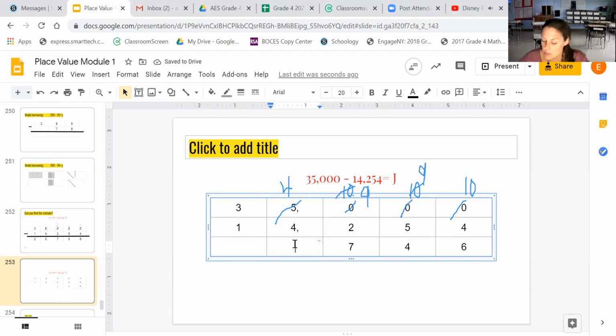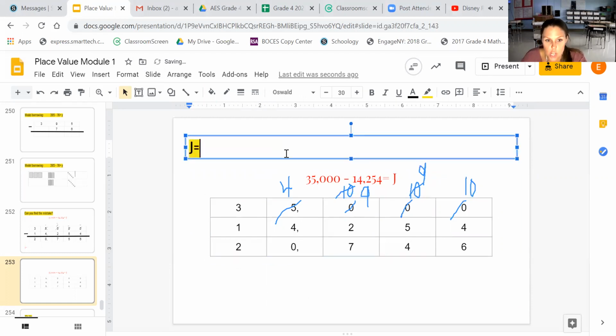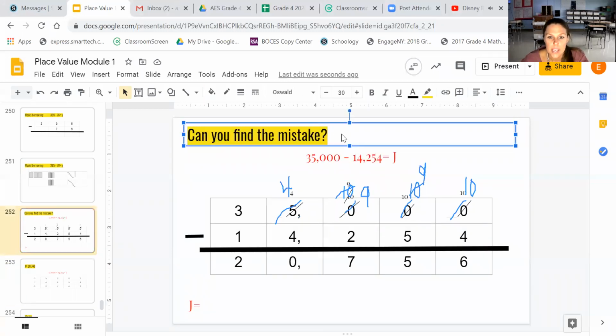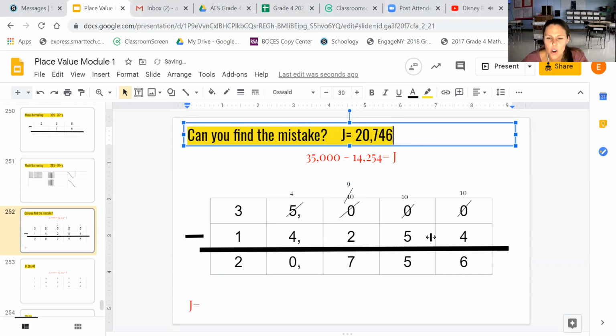4 minus 4 gives me a difference of nothing. 3 minus 1 gives me a difference of 2. So let's see, for our value of J, we got 20,746. Let's go back and compare. I'm going to put our answer up here so we can see, are they the same?